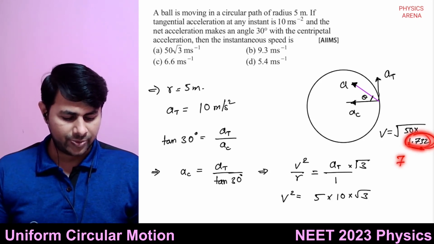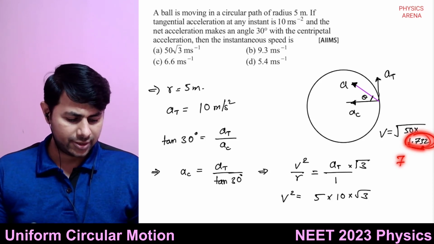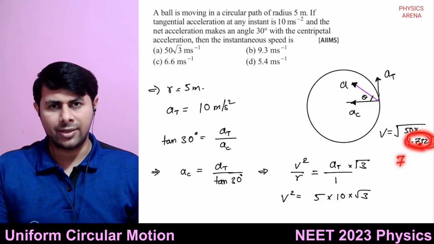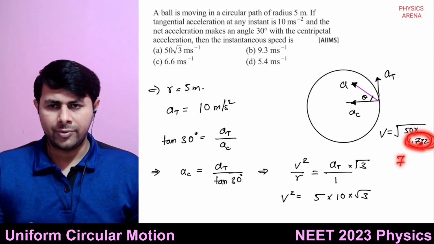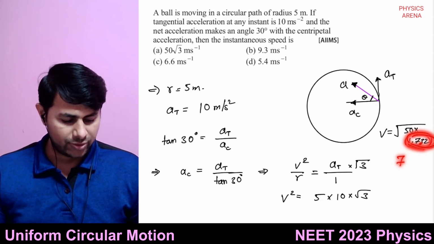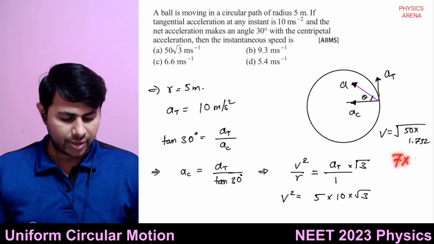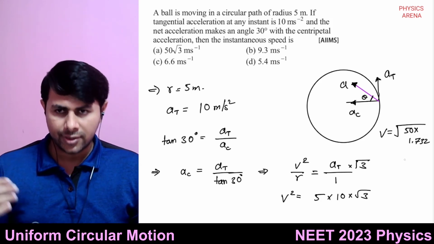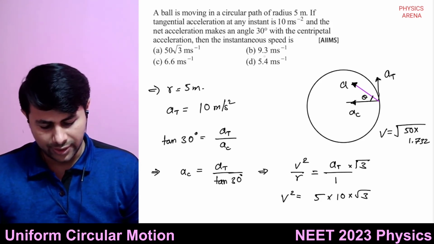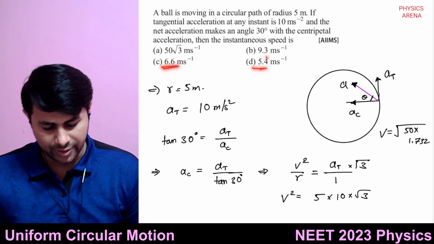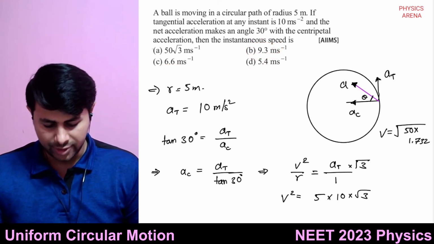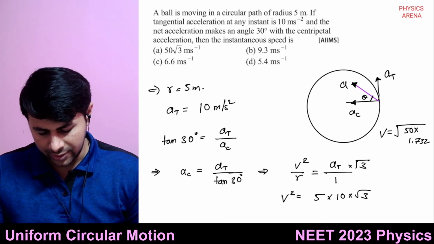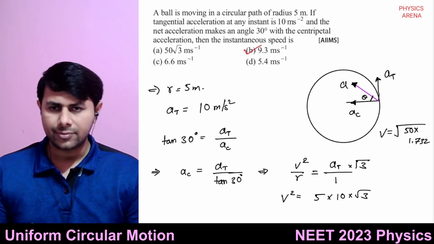This is 1.732 approximately. Whatever it is, its square root will be greater than 1 because square root of 1 is 1. So you have 7 multiplied by square root of this, which is greater than 1. So the answer is definitely greater than 7. This cannot be the answer. So it will be 9.3. This is anyway not the answer, this is v square, it's not v. So the answer is this one. Okay, this is clear.